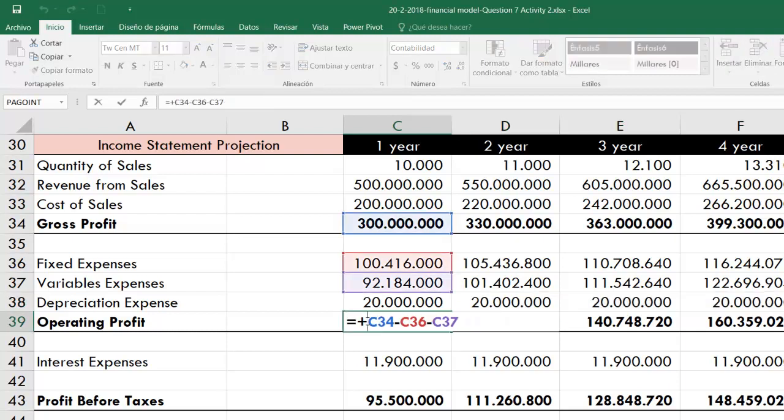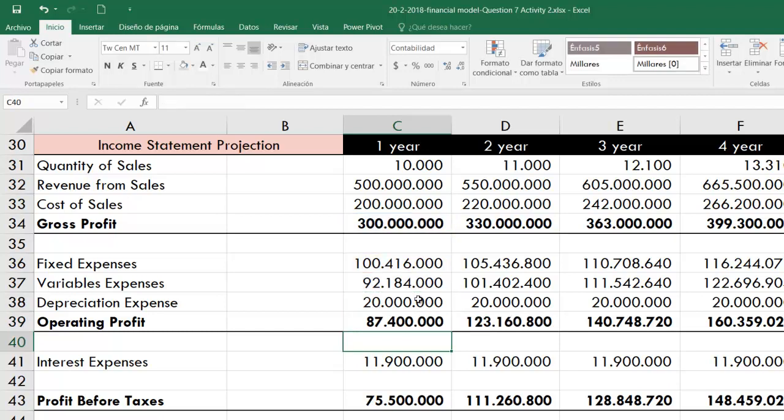But actually, here I need to make a change, because operating profit as right now is equal to gross profit minus fixed expenses minus variable expenses, but we are missing our depreciation, minus depreciation. And I should not forget to drag it to the right. So now my profit before tax is diminished by my depreciation expense.